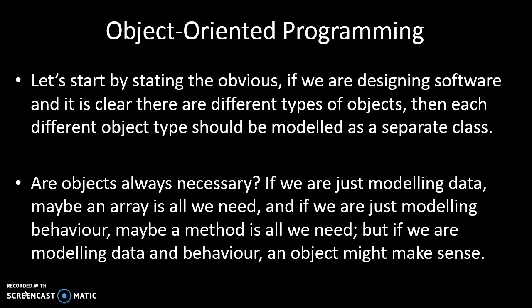So, as I say in the first paragraph there, if there are clearly objects in a particular system, it makes sense to model them as separate classes. But if we're just modeling data, maybe an array is all we need, whereas if we're just modeling behavior, maybe a method or two is all we need. But if we're modeling both methods and data, or behavior and attributes, then building an object might make sense.